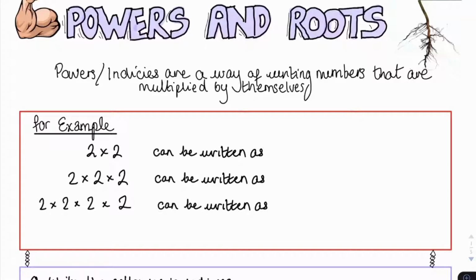In this video, we're going to be looking at powers and roots. Powers and/or indices are a way of writing numbers that are multiplied by themselves. So 2 times 2 can be written as 2 squared. 2 times 2 times 2 can be written as 2 cubed, and 2 times 2 times 2 times 2 can be written as 2 to the power of 4.